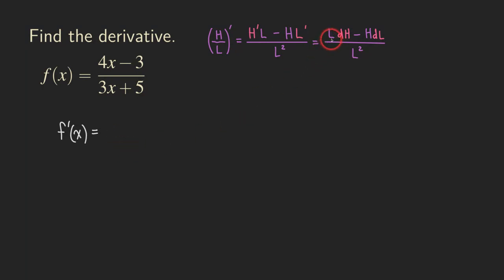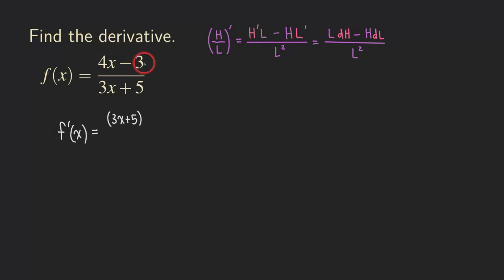So let's start putting down the numerator. Let's try what I just mentioned to you. We're going to put low d high, right? Low d high first. Low means what? You just copy down the bottom function. So we have 3x plus 5. Okay, that's low.